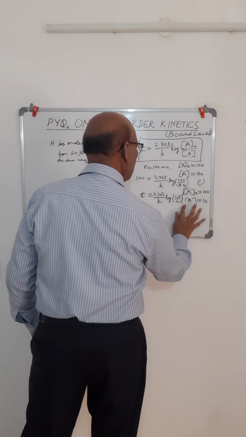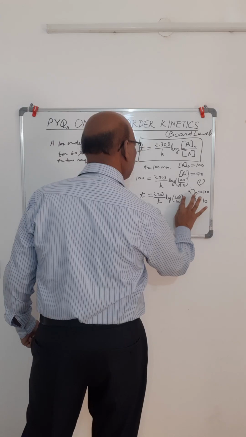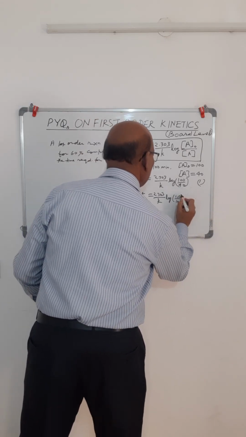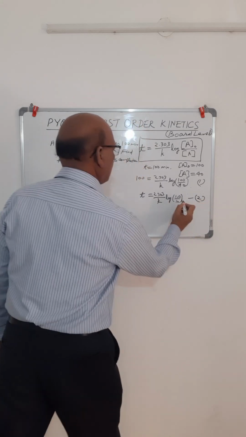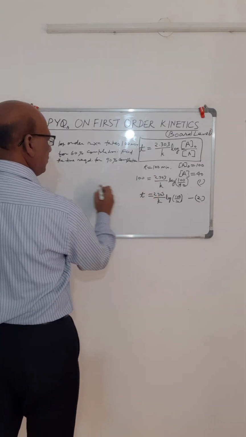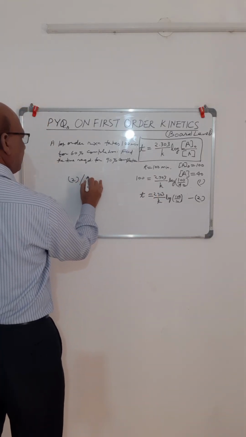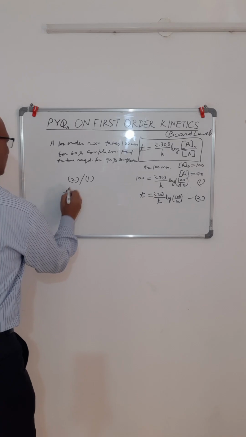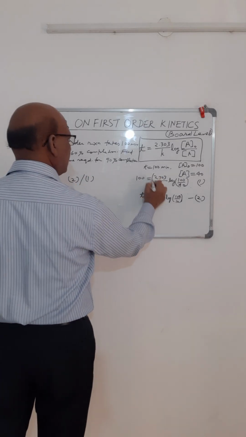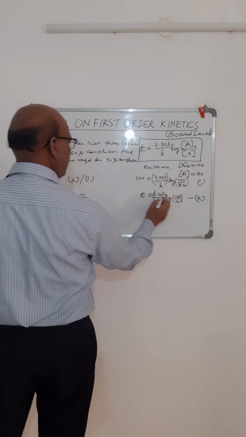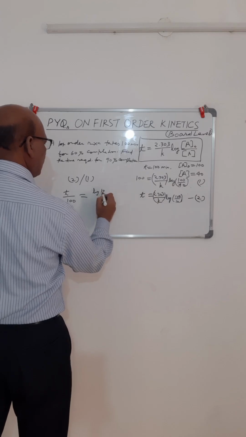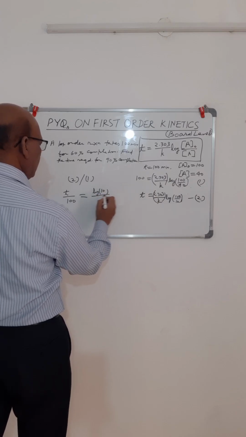These are the two equations we have made: equation number 1 and equation number 2. Log 10 is 1, so we divide equation number 2 by equation 1. So 2 divided by 1 will give time required for 90% completion divided by 100 is equal to, this term will cancel out. So we will get log of 100 by 10, means log 10, and it is nothing but 1.